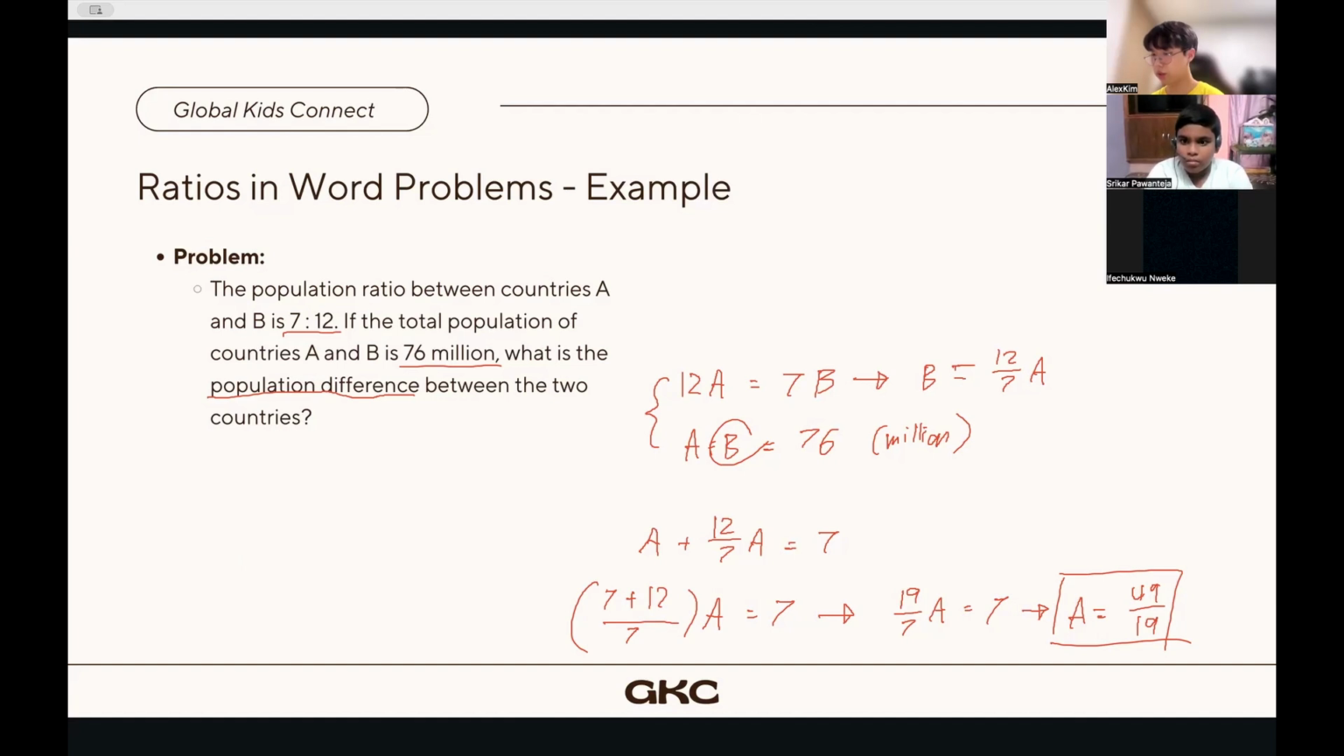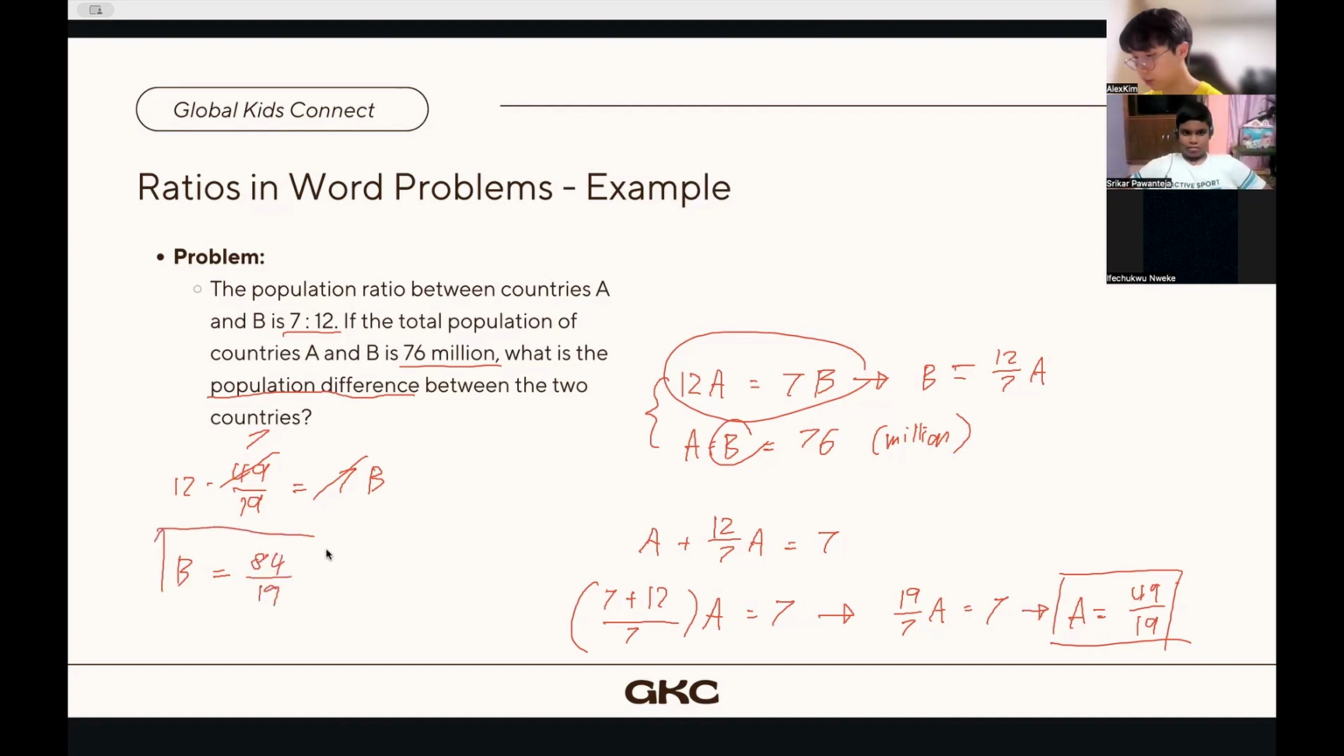And so let's say we plug in this A value that we just got into our first equation here so that we can get 12 times 49 over 19 is equal to 7B. And so we can solve each side for B by dividing each side by 7, so as to get B equals, if we divide 7 on each side, then we simplify the 49 into a 7, so that we get 84 over 19 for B.